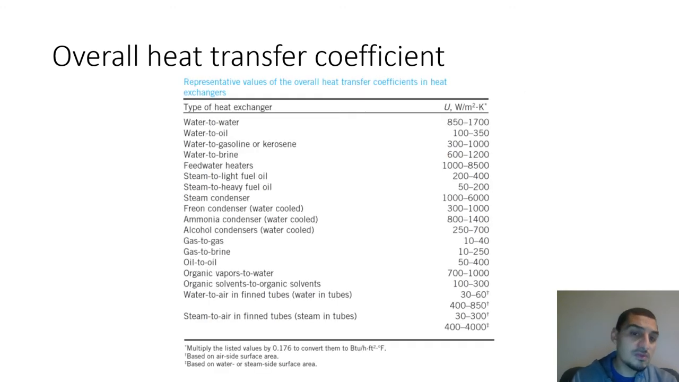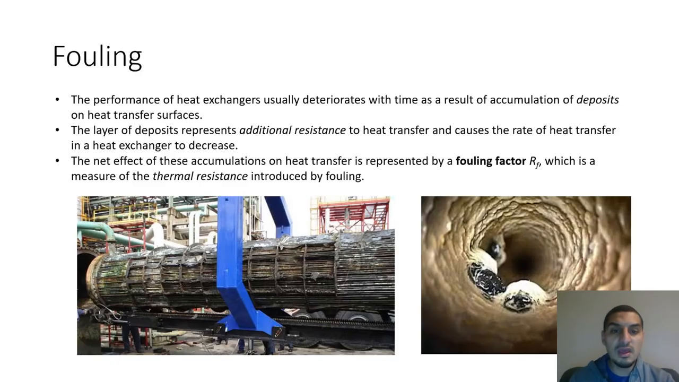Usually the overall heat transfer coefficient is a function of the two fluids. So you can find tables like these, and in the table you just find what the two fluids are. Is it oil to oil, then you would use this number. If it is water to air in finned tubes, it's this number. So it is highly dependent on the type of the fluids that we are exchanging heat between.